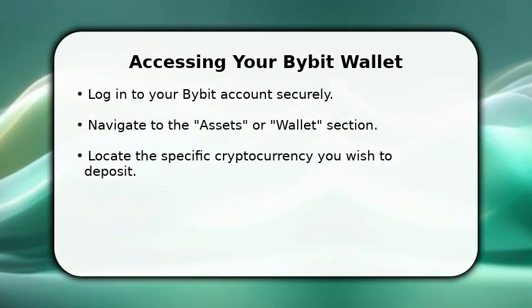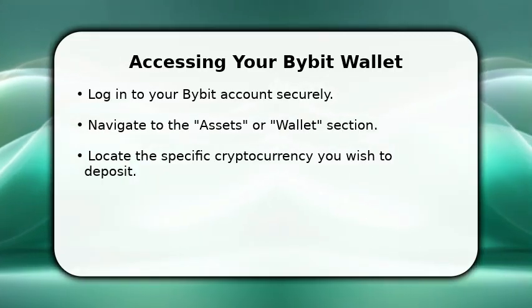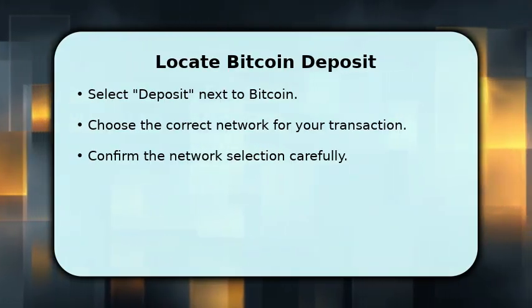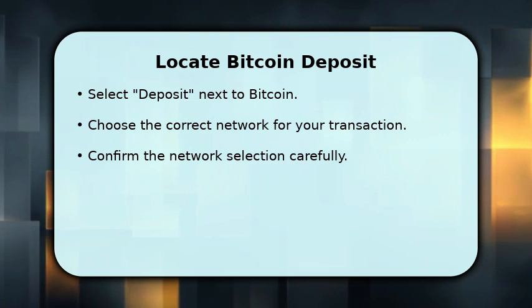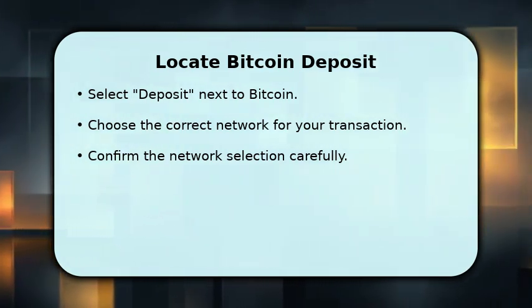From there, you can easily find the specific digital asset you're looking for to deposit. After clicking on Assets, you'll see a list of your cryptocurrencies. Find Bitcoin and click on the Deposit button next to it. It's crucial to select the correct network for your Bitcoin deposit.